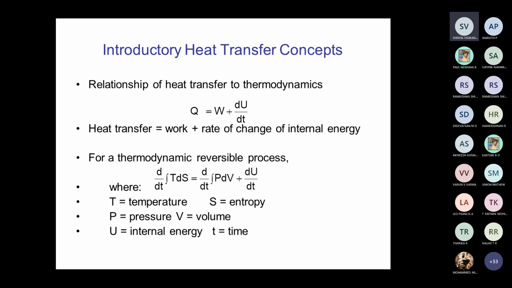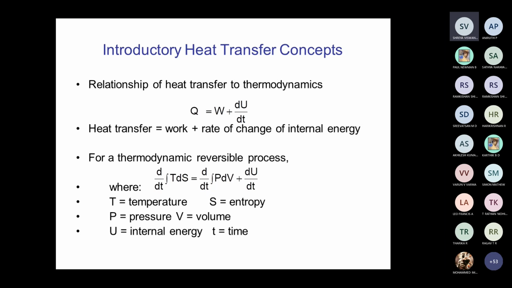We know that Q minus W equal to del U, or the first law of thermodynamics. From the first law of thermodynamics, we know that Q equal to W plus del U, or W plus dU by dt. In other words, heat transfer is equal to the work plus rate of change of internal energy. So the basic heat transfer equation comes only from the first law of thermodynamics. See why I am taking this much time for the first 2 hours, because you have to know the basics. From the thermodynamics basics only you have to enter into the subject.